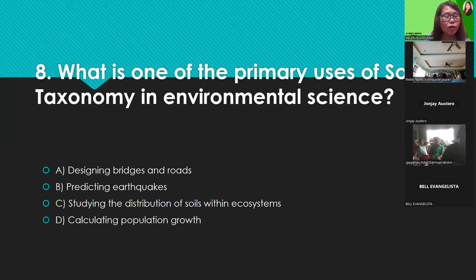Okay. Last number, I only have 8 for this. What is one of the primary uses of soil taxonomy in environmental science? A. Designing bridges and roads. B. Predicting earthquake. C. Studying the distribution of soil with ecosystem. Or D. Calculating population growth. A, B, C, or D?